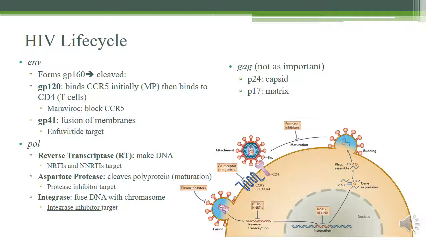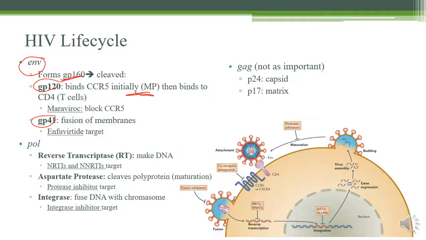HIV has three major genes that you need to know about. The first gene is going to be the ENV gene, or the envelope gene, and it does exactly what you think. It makes the envelope. It consists of a GP160, which is cleaved into two different segments, a 120 and a 41. First of all, this GP120 is the part of the protein that initially binds to the receptor CCR5, which is found on the macrophages. So in the initial infection, it binds onto the CCR5 of macrophages.